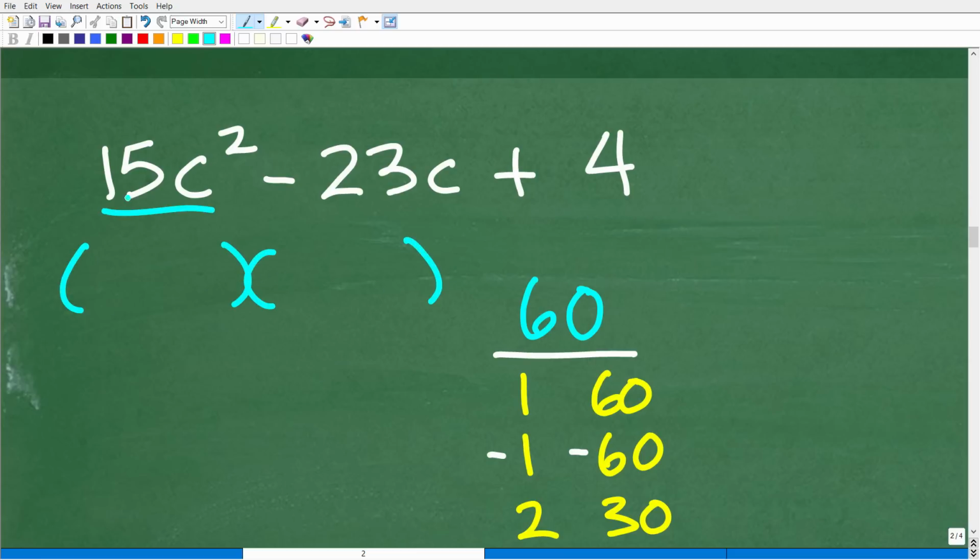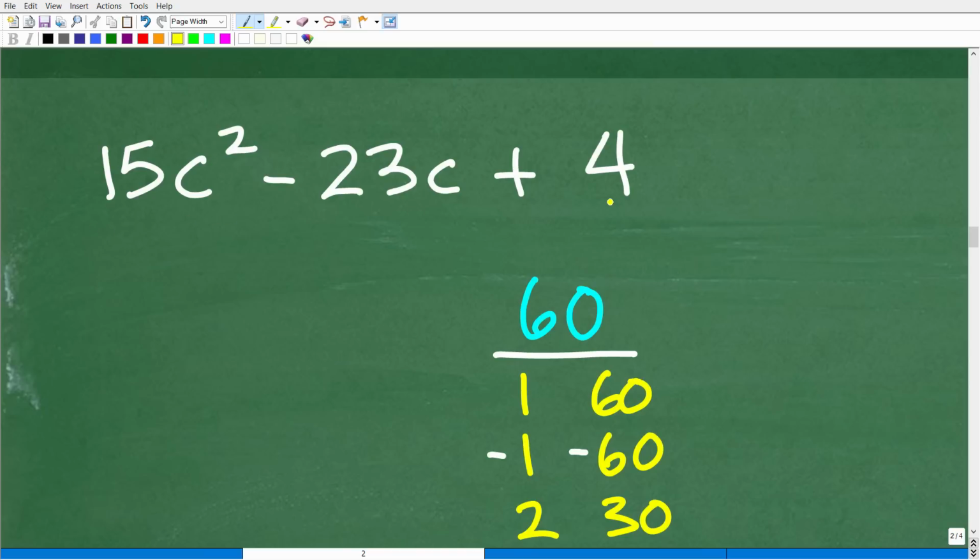Now we know that with 15c squared, we're looking for factors that are going to be in this position. This is the way I just showed you, but this is not the way we're going to approach this. So this is how this procedure works. First of all, you need to have this in standard form, in other words, highest to lowest power: your squared term, your middle term, and then your number. So it has to be in this order. You couldn't have 15c squared plus 4 minus 23c.